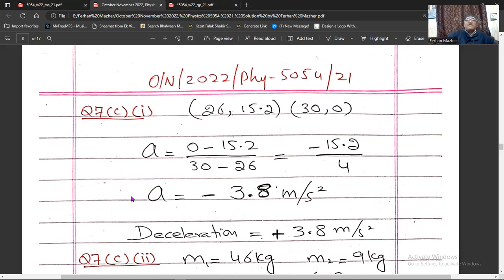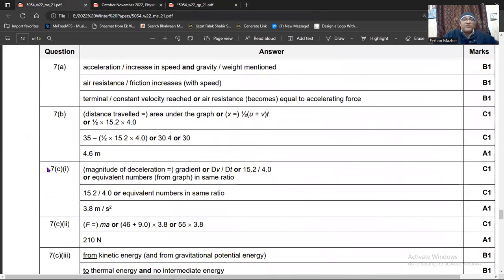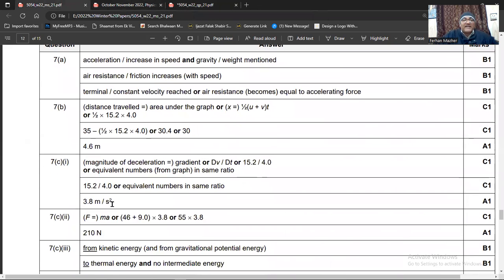When I give my final answer, the word is deceleration. Because the word is deceleration, I will not put the negative sign with it. So the final answer is the deceleration value is 3.8 meters per second squared. 3.8 meters per second squared is the right answer, sir.